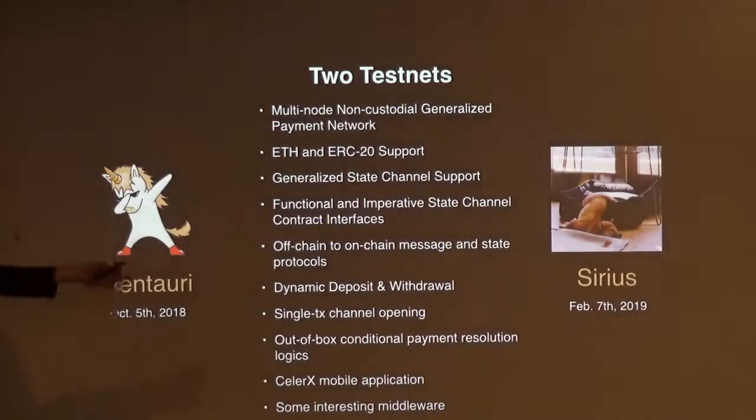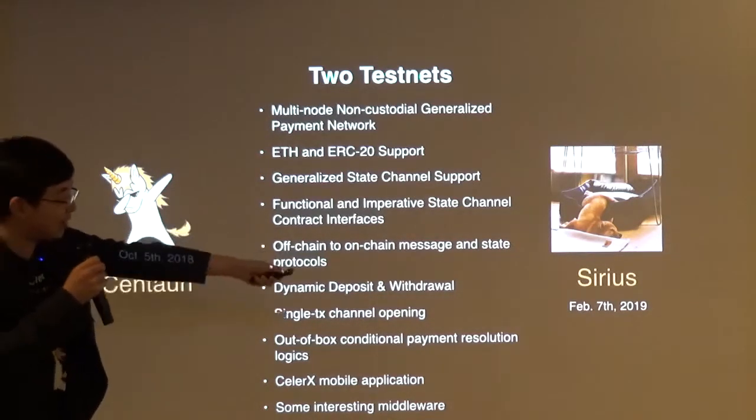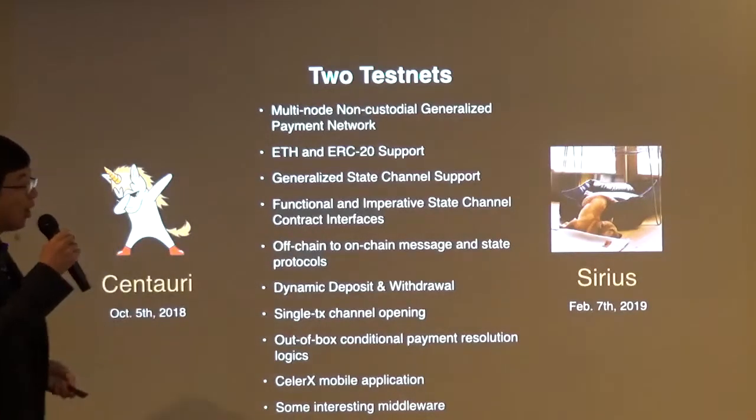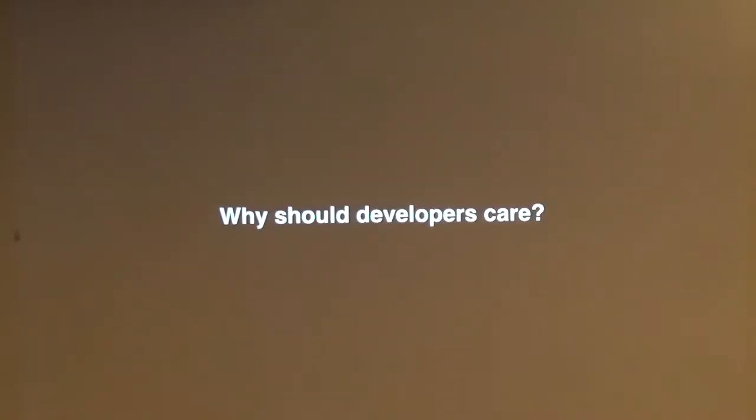So we have released a bunch of testnets. We released the first version of the testnet, which is this horse-like thing, last year, and we recently released this dog-like thing. This is actually our office dog. There are a lot of features we supported, like a multi-node non-custodial payment network, a generalized payment network that can support this kind of conditional payment functionality, and generalized state channel support and all that stuff. So I'm going to skip this, because it's too long.